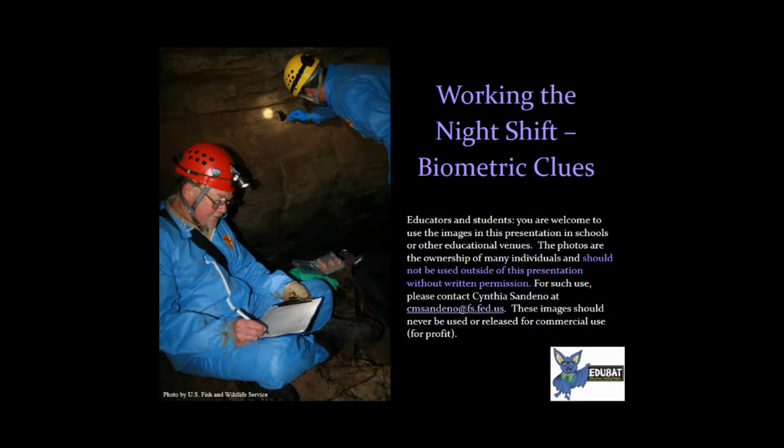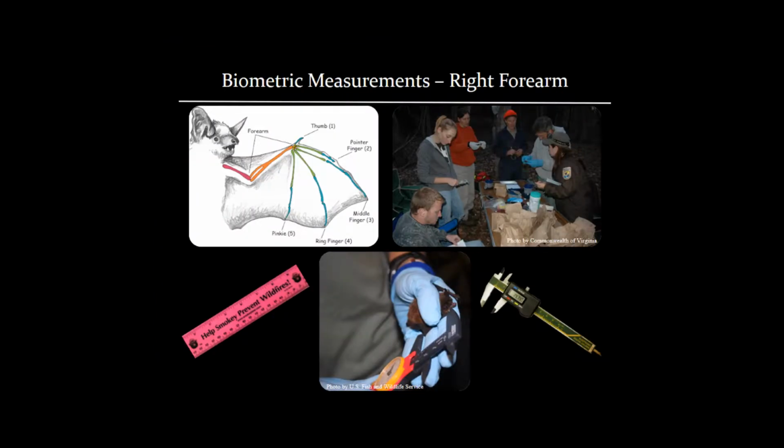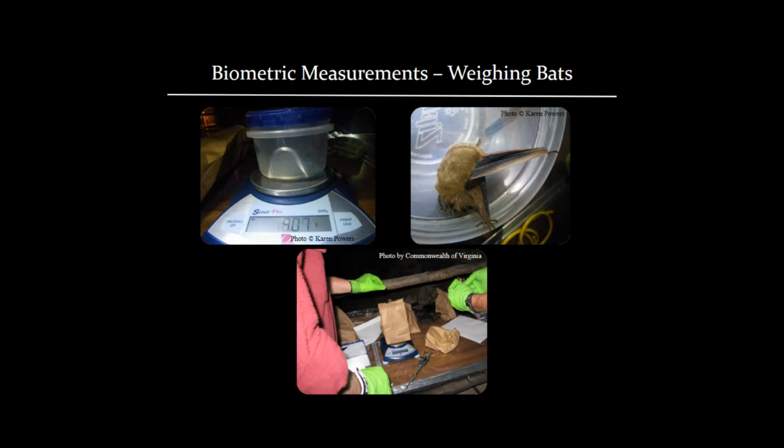You can also watch the PowerPoint presentation, Working the Night Shift, Biometric Clues. This presentation has 12 slides, and the teacher notes guide you and your students through how bat biologists gather information about bats. You learn how bat biologists find and catch bats. You also see how they measure a bat's right forearm and how they weigh bats. These are important clues that help bat biologists to identify bats and to check on a bat's overall health. After experiencing the presentation with you, your students will be ready to weigh and measure bats.